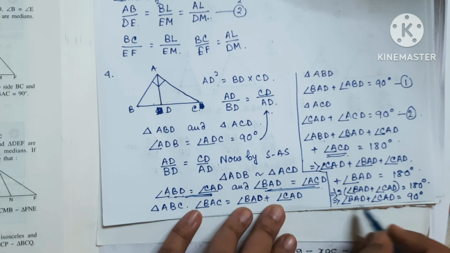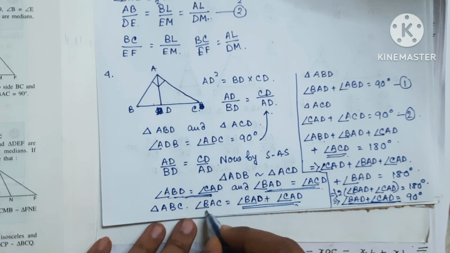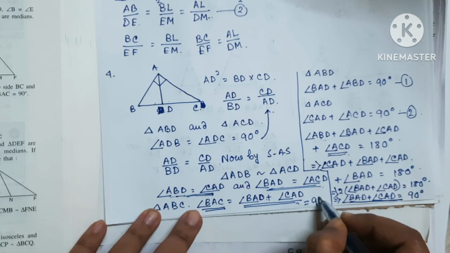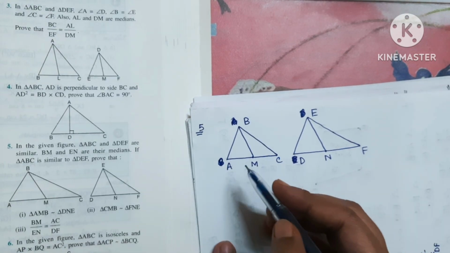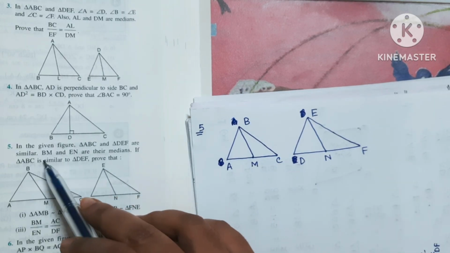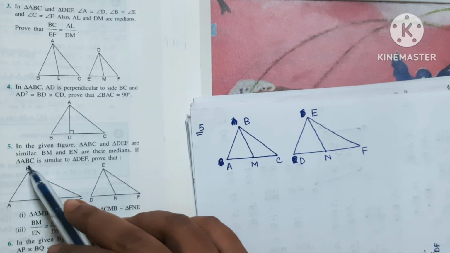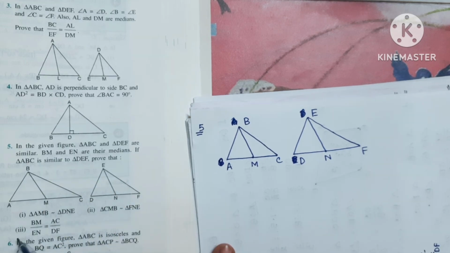Now see this. This is 90 degrees. That means BAC, that is also 90 degrees. Proved. Okay? Understood? Now see, question number 5. In this figure, ABC and DEF are similar. That is given. Okay. BM and EN are medians. Then you have to prove these three parts.